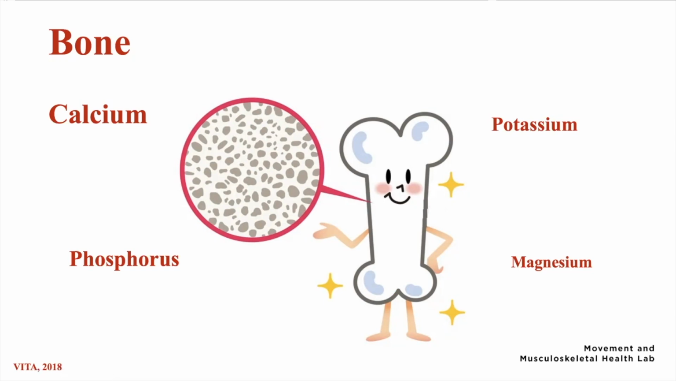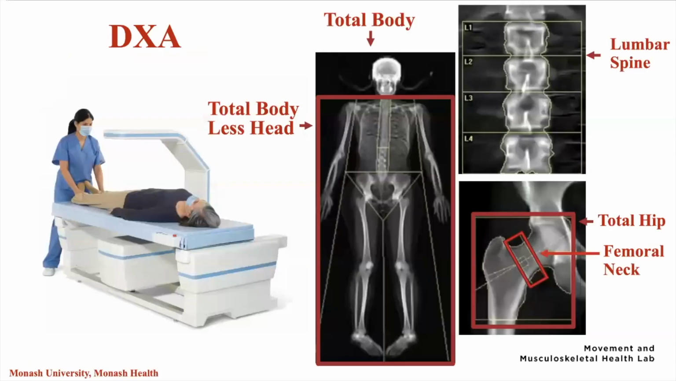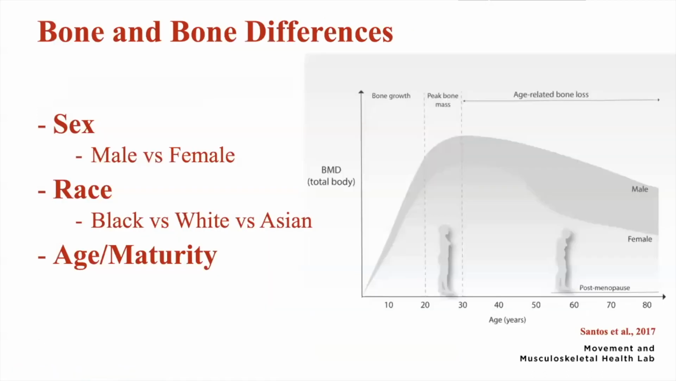So when we're talking about bone, we're talking about bone mineral content, or BMC, which is the crystallized mineral in an image section of bone, and areal bone mineral density, or ABMD, which is the bone mineral content per centimeter squared. We use dual X-ray absorptiometry to measure this, and that's a special X-ray machine that measures the density of various bodily tissues, such as bone at the total body less head, lumbar spine, total hip, and femoral neck sites.